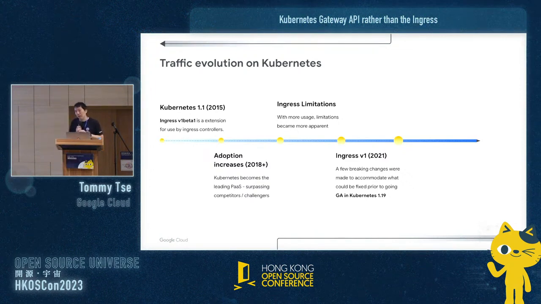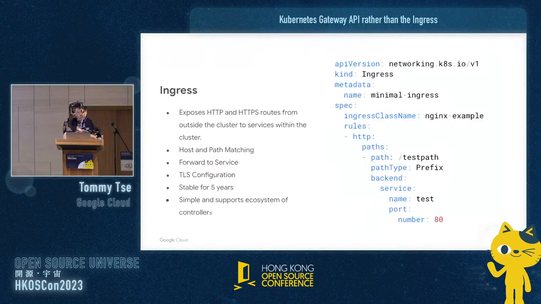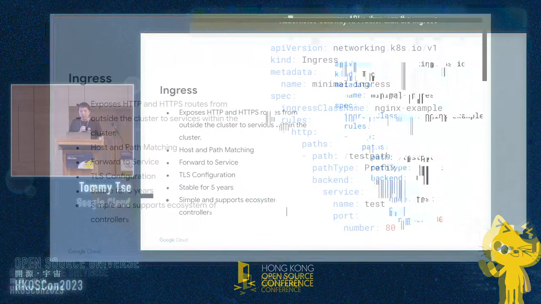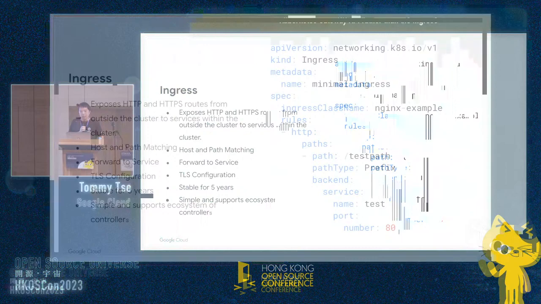But at the same time, we see a lot of limitations and challenges that come with the API over the years. So this is a simple configuration of the Ingress. Basically, it does the basic thing. You say you want to expose a web service across the internet from Kubernetes. And it does things like TLS, HTTPS, also the basic things like virtual host path matching, service hosting on Kubernetes, and a huge ecosystem of controllers they can choose from. For this example, it's very simple, just expose port 80.